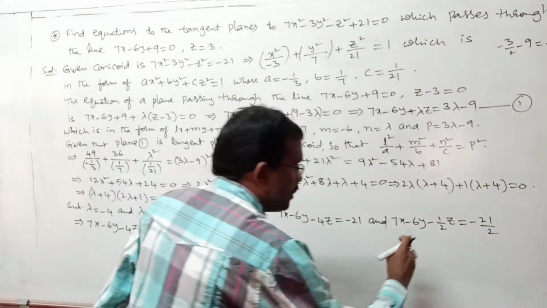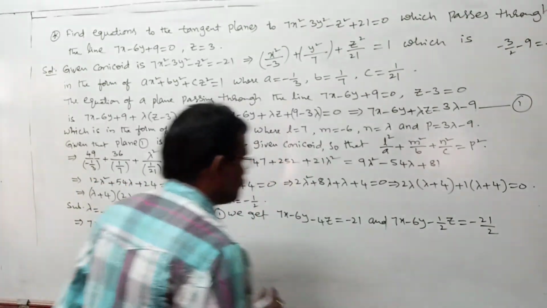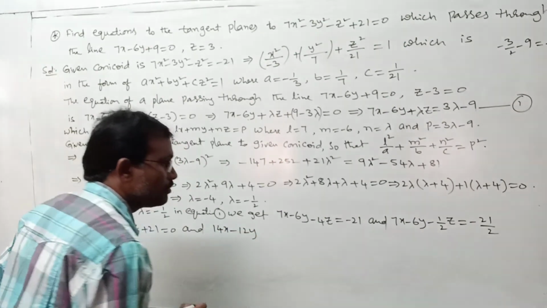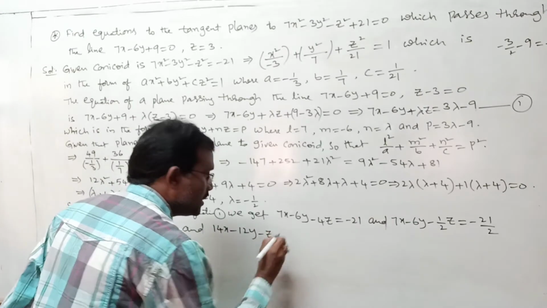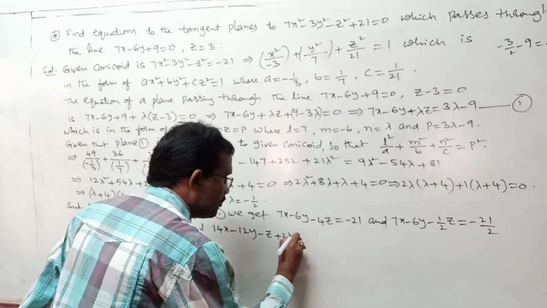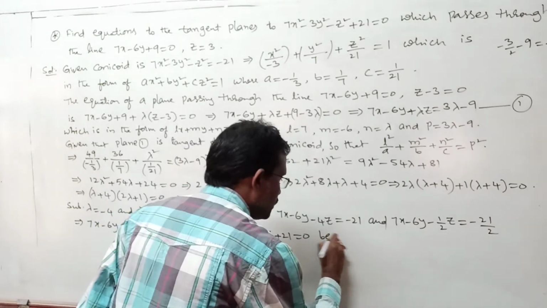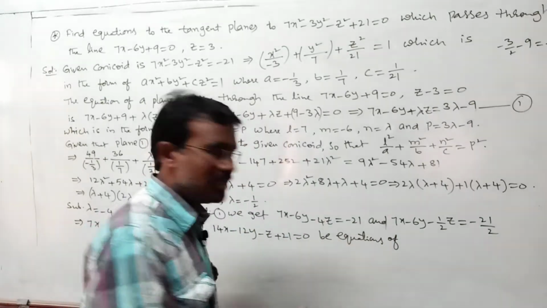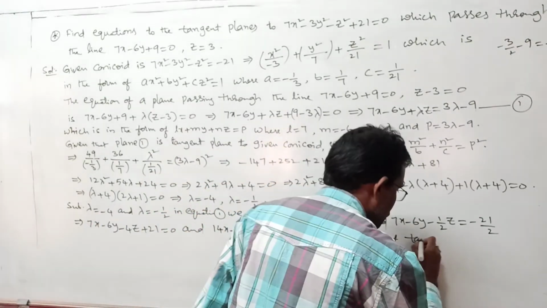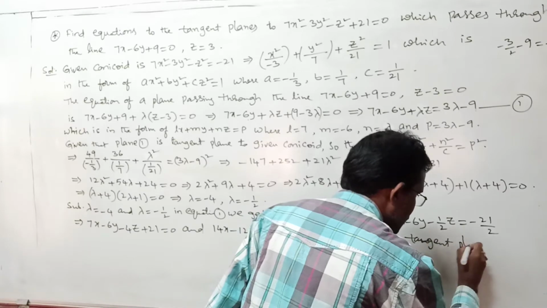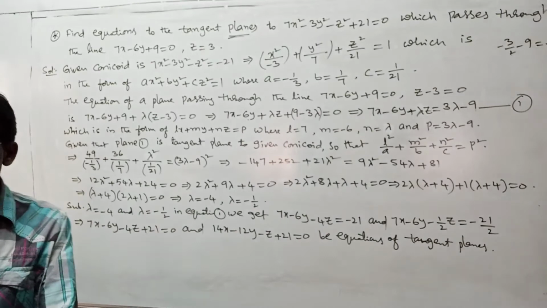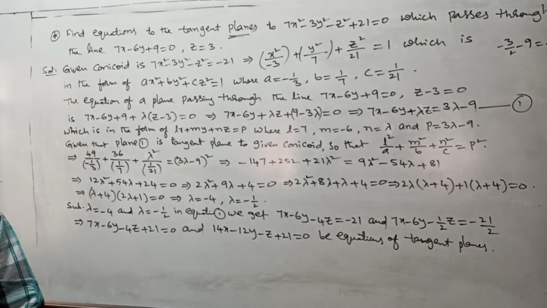Now multiply the expression throughout by 2: 14x minus 12y minus z plus 21 equal to 0. These are the equations of tangent planes. In the question they gave the plural word, tangent planes; we got two planes, that's why they are saying tangent planes. This is the answer to your question.